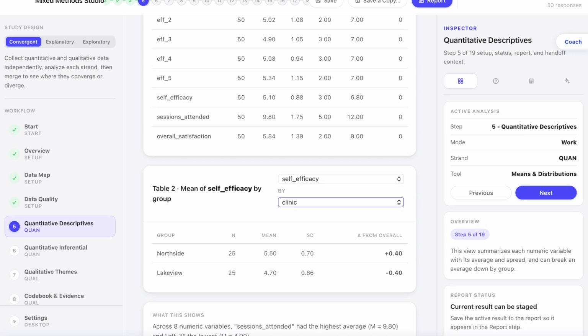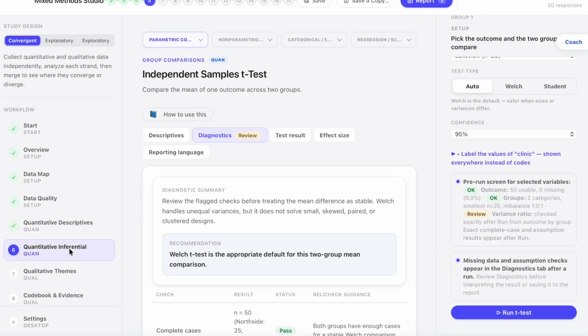That's the next screen. Now we move to quantitative inferential, and MM Studio gives you 4 sets here: parametric comparisons, non-parametric comparisons, categorical, and regression. It's time to settle whether these gaps are real. Start with the confidence gap.